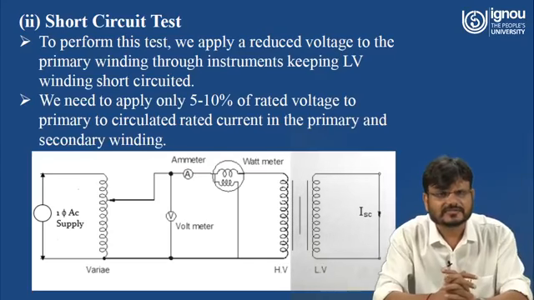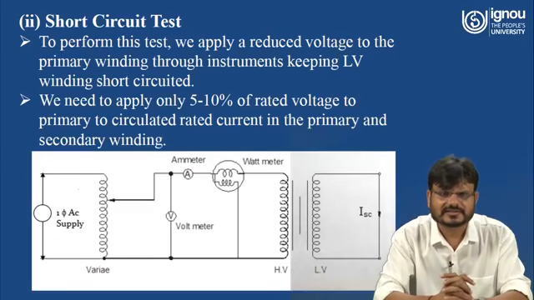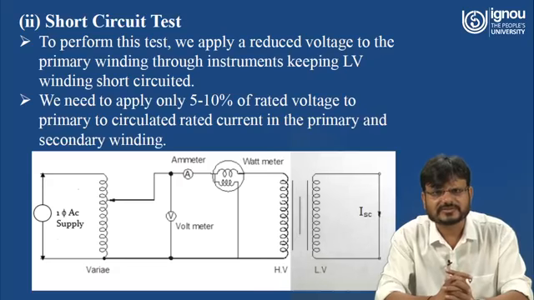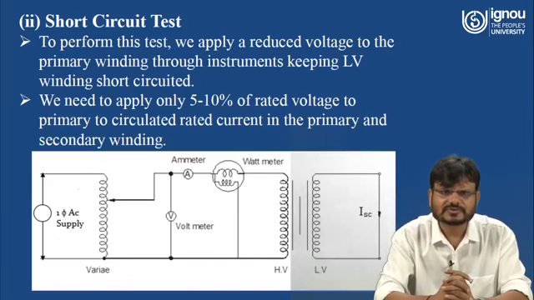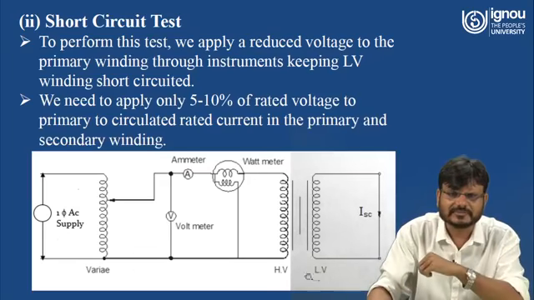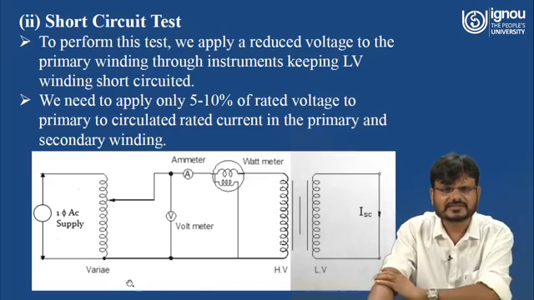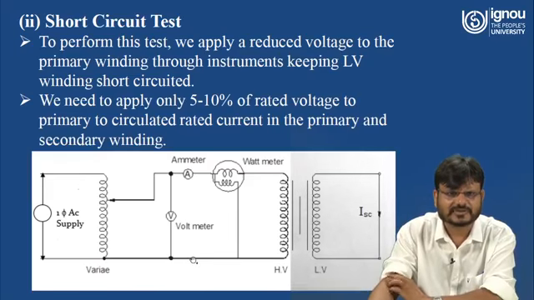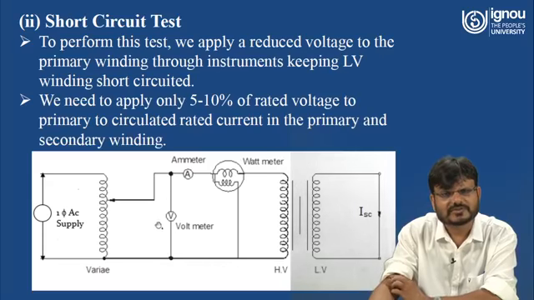Now the next test that we are going to discuss is the short circuit test. This short circuit test is performed basically to find out the copper losses. To perform this test, we apply a reduced voltage to the primary winding through instruments, keeping the low voltage winding short circuited. Here you can notice in the diagram that the low voltage side is short circuited and the test is performed on the high voltage side. You have to apply 5 to 10% of the rated voltage, and it will give you the rated current, that you can say short circuit current.